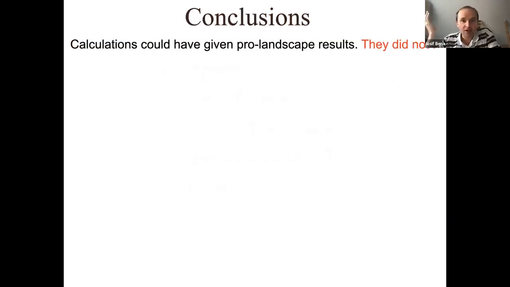And the conclusions, again, we did a huge amount of calculations. Those are hard calculations, really complicated stuff with all the factors of two. This is not some hand-waving back-of-the-envelope argument. This is really hard calculation, which could have given pro-landscape results or anti-landscape results. They all gave anti-landscape results. I didn't order them to be like that. That's what came out of the calculations.